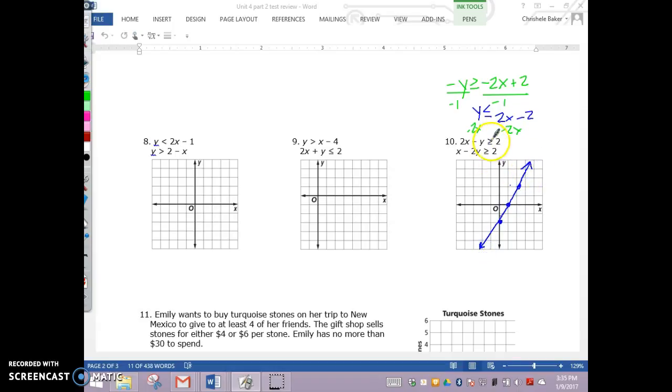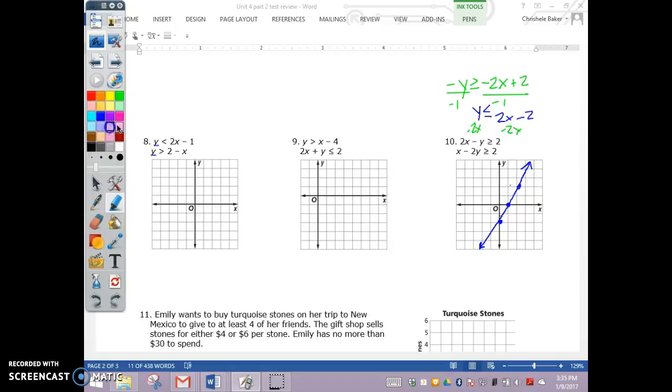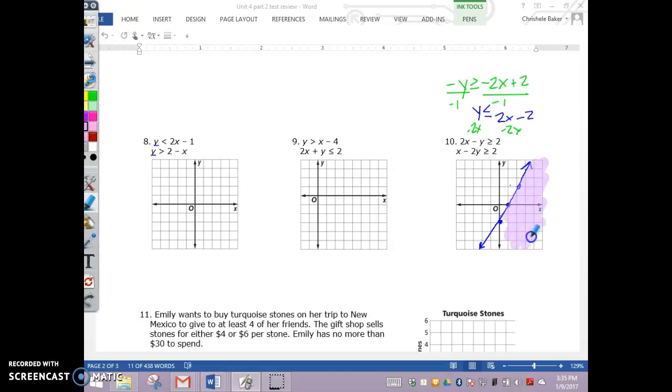Okay, this is a greater than. 0 minus 0, is that bigger than 2? Nope. Shade over here.